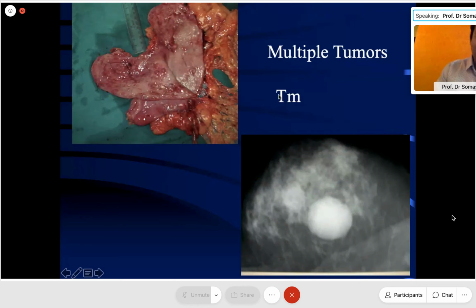Second, see this tumor in the stomach, multiple tumors. If there are multiple, this is the breast. See, can you see 2 tumors? If you have multiple, you write T2 bracket M, and how many? M2, M3, M4. People will understand. T3 stomach bracket M3 means 3 multiple tumors. CA breast, T3 bracket M2 means 2 multiple tumors.